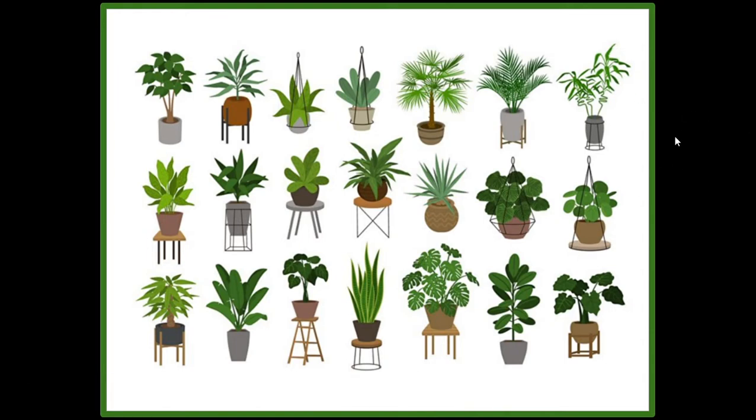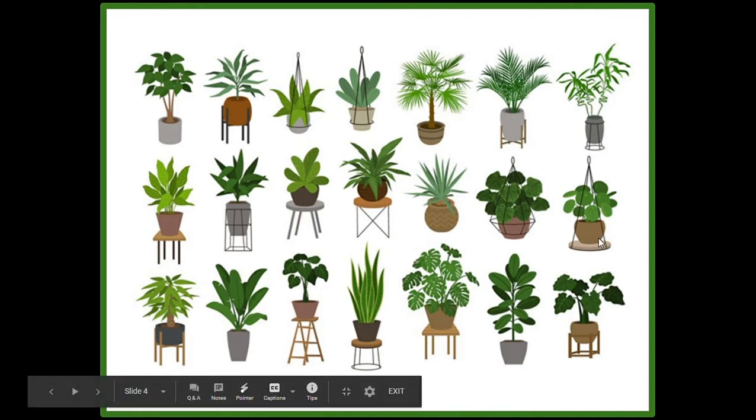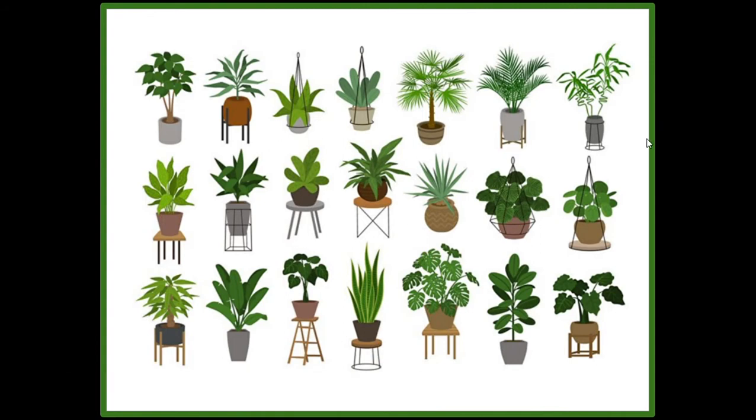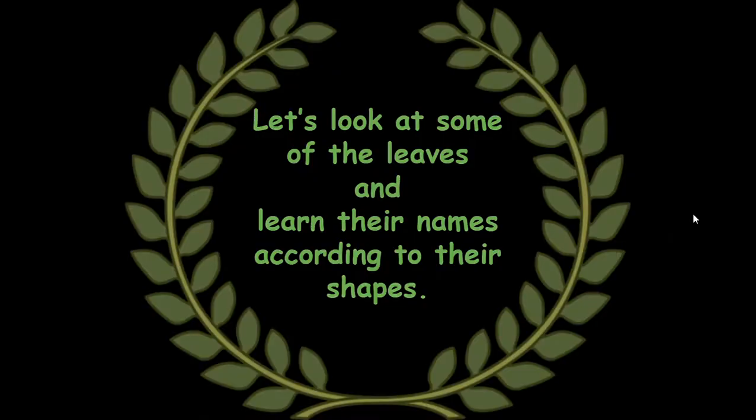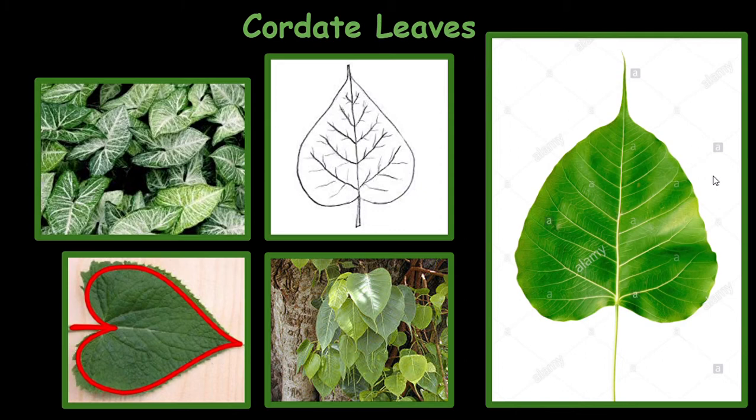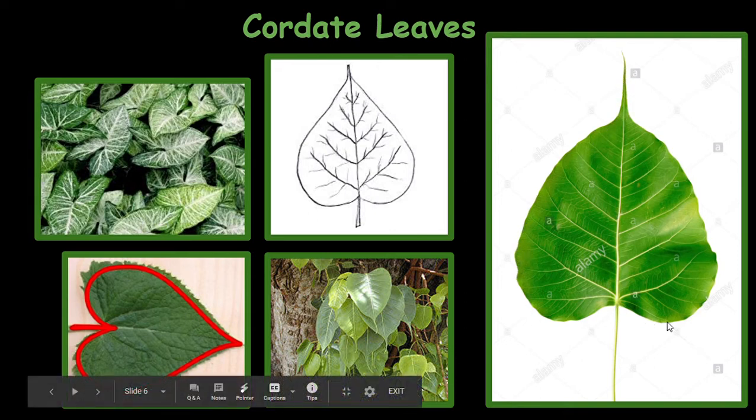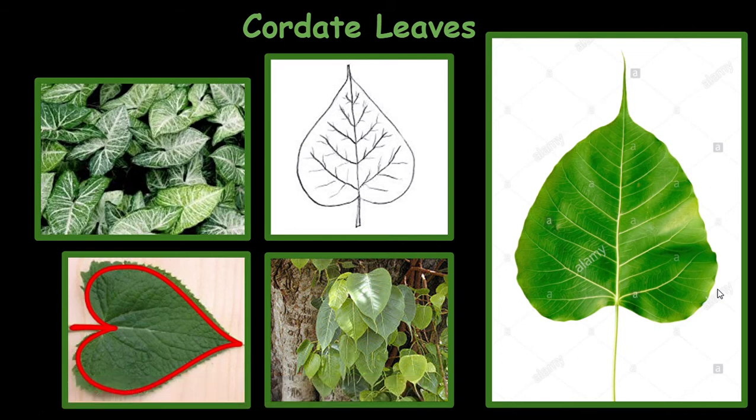Different shapes, different sizes, and even the thickness, all kinds of leaves. But we are going to learn the names of the leaves only according to the shapes. Let's look at some of the leaves and learn their names according to the shapes. Corded leaves. These are corded leaves. They are heart-shaped. Corded, in simple terms, is known as heart. These leaves are in the shape of a heart, so they are called corded leaves. There are many kinds of leaves found.